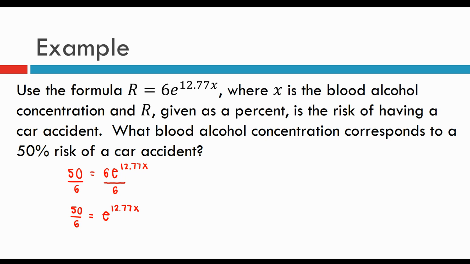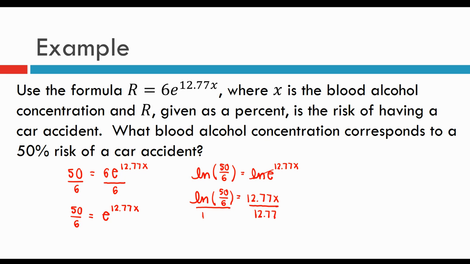And now that we have this base isolated by itself, we can go back and resort to what we've done in the past. I'm going to take the natural log of both sides. So we're going to have the natural log of this 50 divided by 6, and that's going to equal the natural log of e raised to the 12.77x. Now remember, natural log is log base e, and so because that is next to e, those are inverses, those are going to cancel. So we have the natural log of 50 divided by 6, and that now equals 12.77x. So the last step to get the x by itself, I'm going to divide both sides by 12.77.